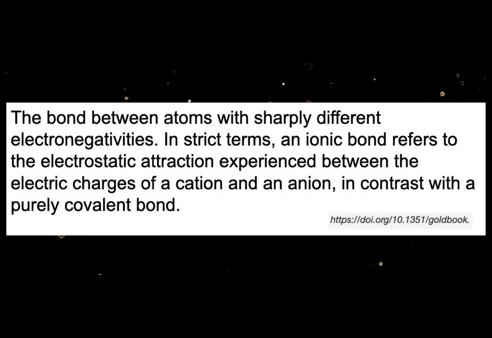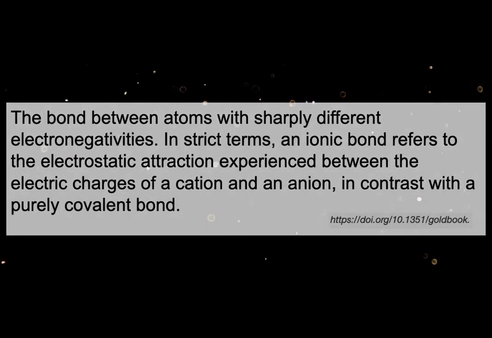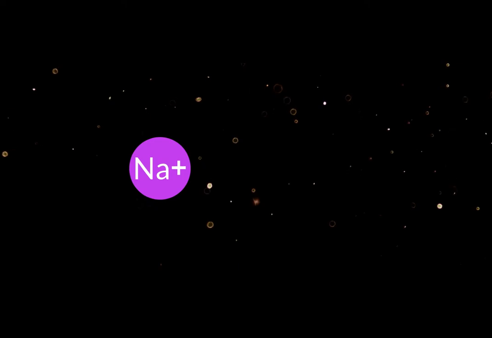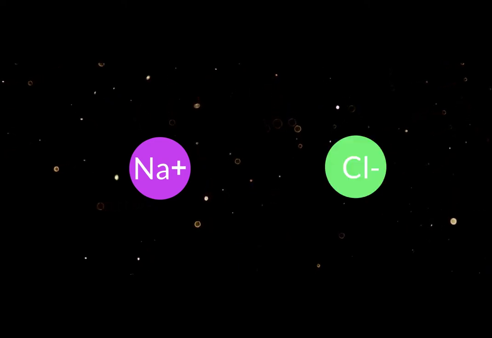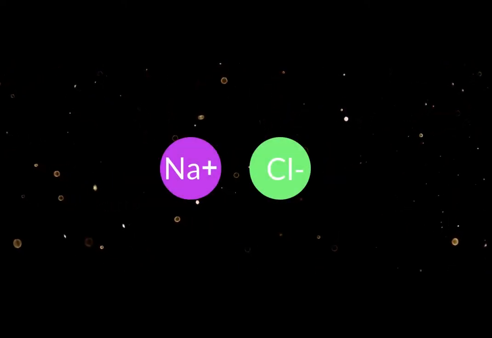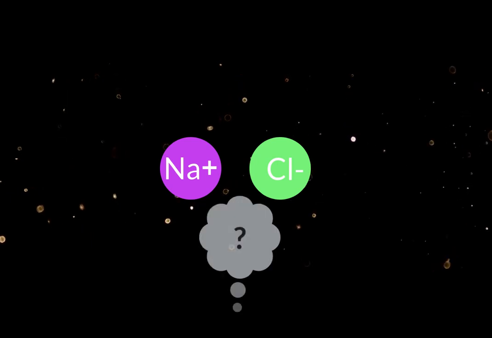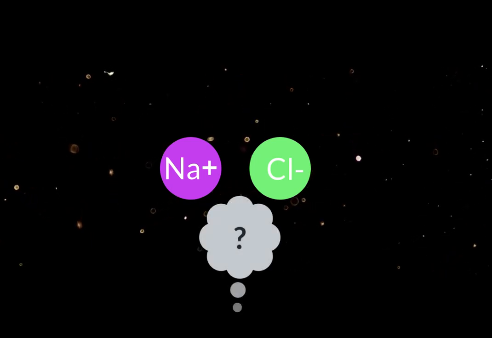Ionic bonds are formed between atoms with sharply different electronegativities. So the electrostatic interaction between cations like sodium and anions like chloride form these ionic bonds. But do proteins and nucleic acids have anions and cations?